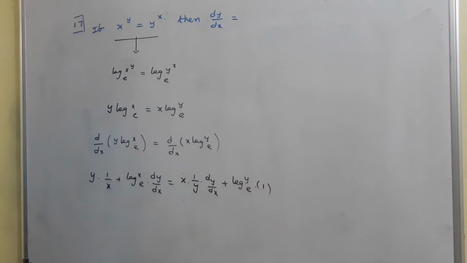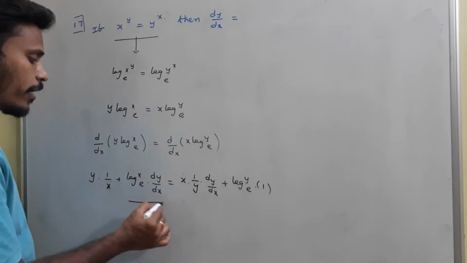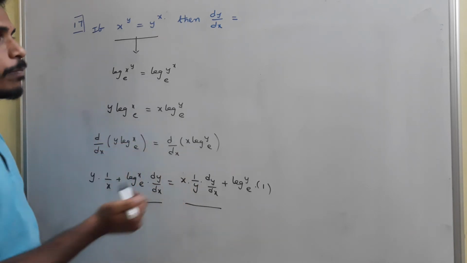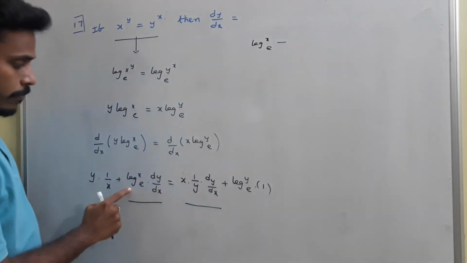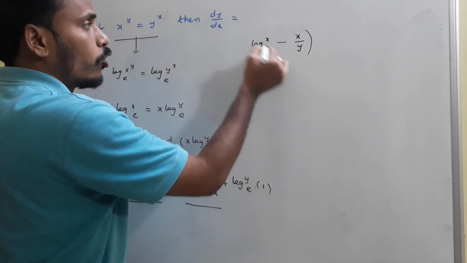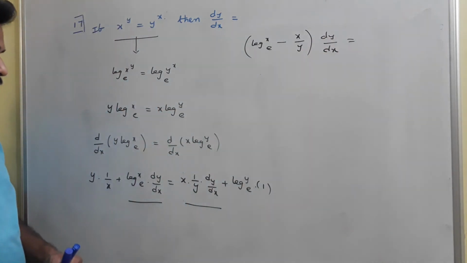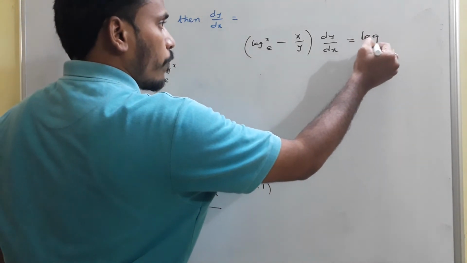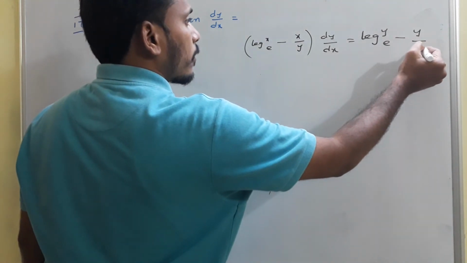Just look at the problem. Our target is to find dy by dx. So dy by dx is involved in these two terms. So collect dy by dx this side and the other part that side. So log x to the base e minus x into 1 by y is x by y into dy by dx. Okay, very simple task actually. Just have a look. Log x base e minus x by y into dy by dx is equals to log y to the base e minus y by x.